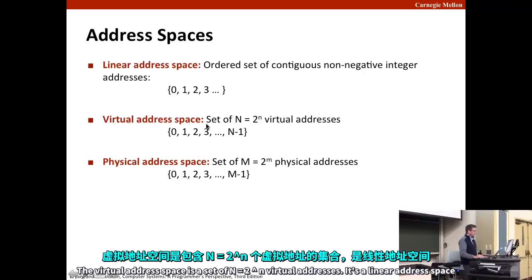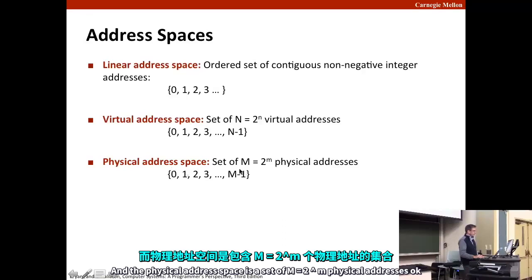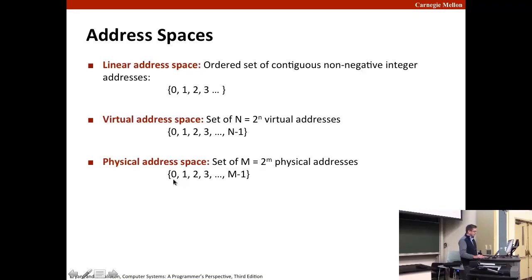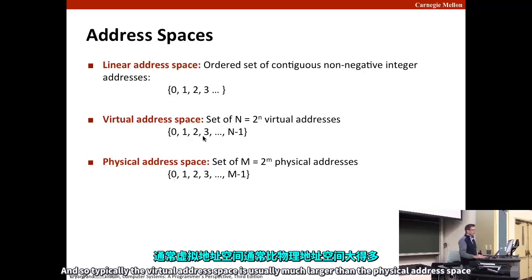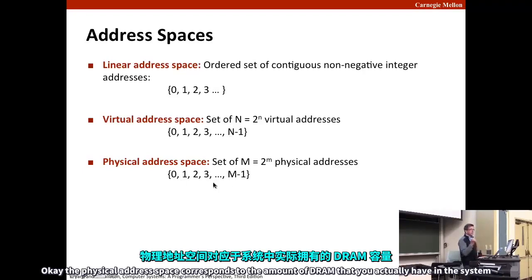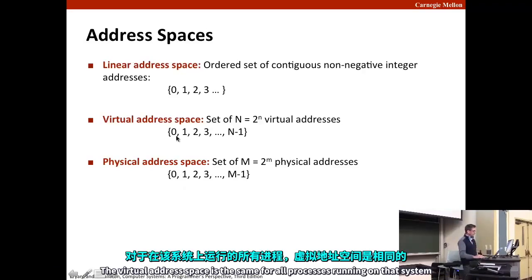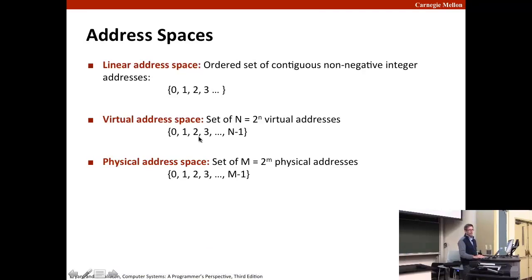The virtual address space is a set of N equals 2 to the n virtual addresses. It's a linear address space. And the physical address space is a set of M equals 2 to the m physical addresses. Typically the virtual address space is usually much larger than the physical address space. The physical address space corresponds to the amount of DRAM that you actually have in the system. The virtual address space is the same for all processes running on that system.